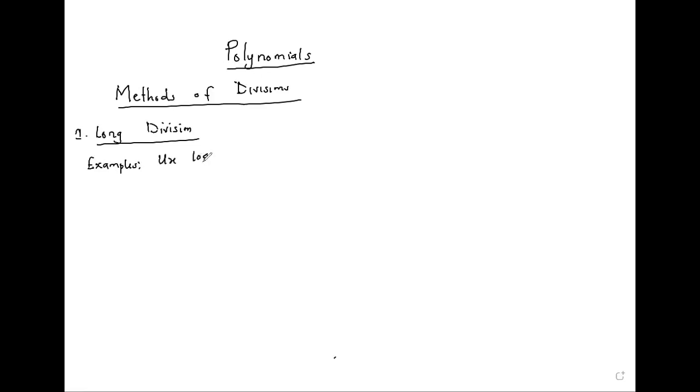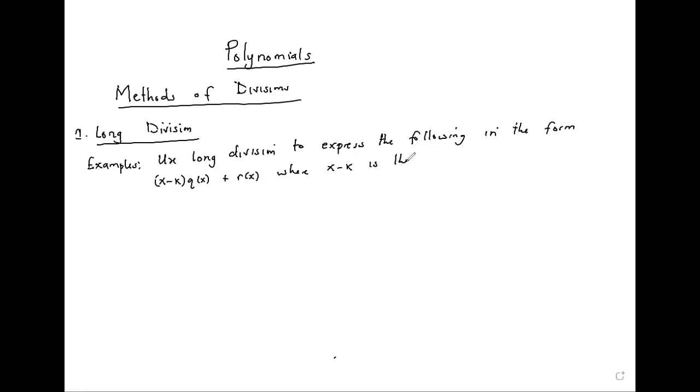Use long division to express the following in the form x minus k times q of x plus r of x, where x minus k is the divisor, q the quotient, and r the remainder.